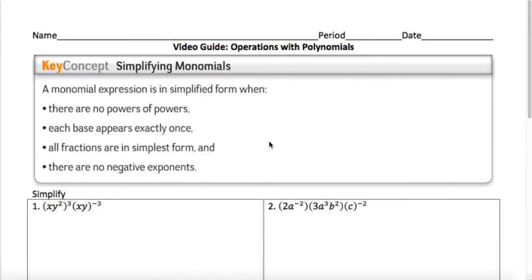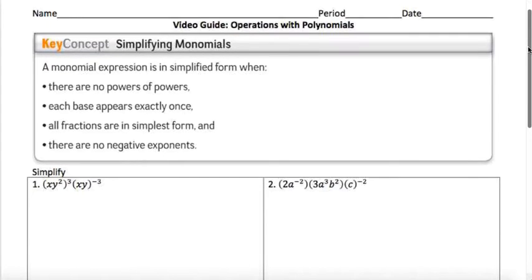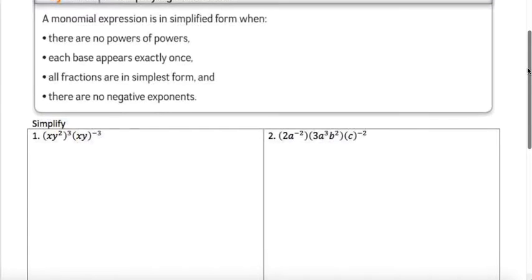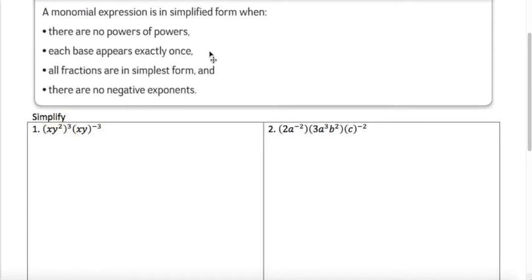So these notes cover operations with polynomials. To start, we have this idea of simplifying a monomial, which is a single term of a polynomial. A monomial expression is in simplified form when all of these things are true.